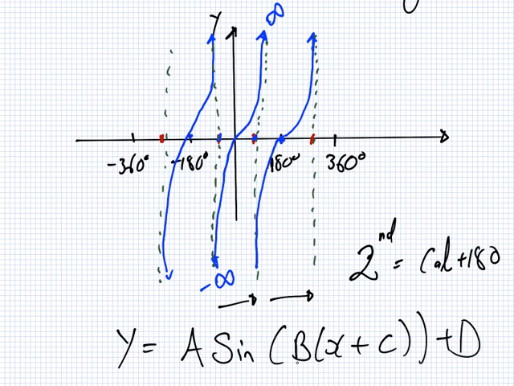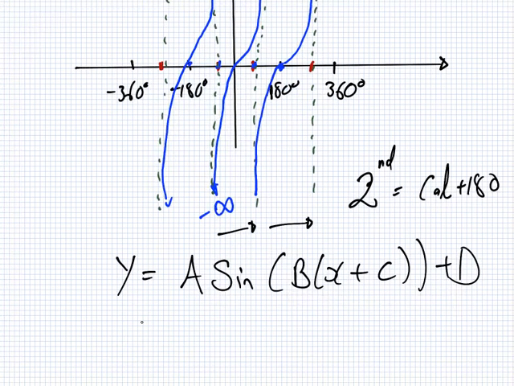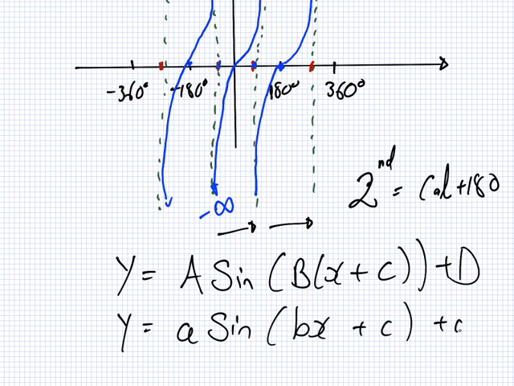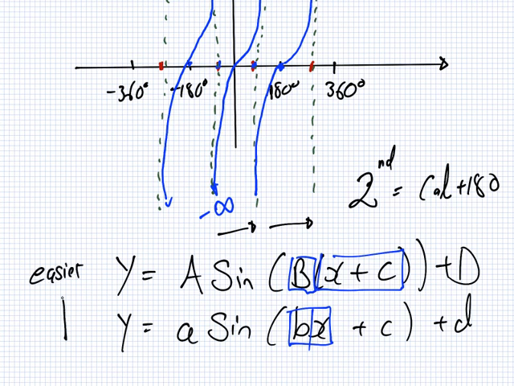A sine bx plus c plus d, or nearly the same, A sine bx plus c plus d. The only difference between the two is in this one the b is on the outside of the x plus c, and in this one the b is only on the x. That's actually an important difference because this one is actually easier to do. And it's easy to change this back into this, because you can just take out that b.